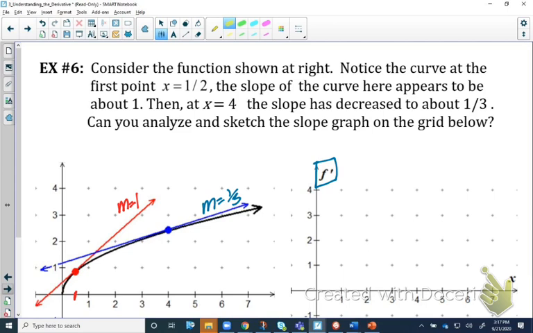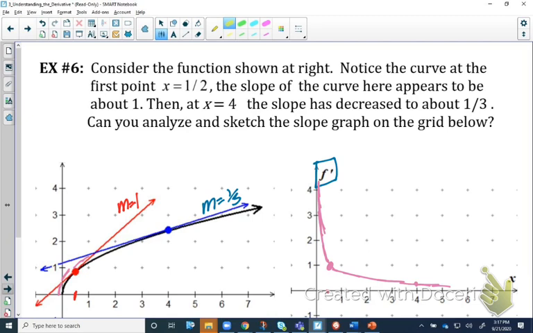So let me try and pick a color that you can see well enough here compared to the red. If you look here, as x is very close to 0, we have a very steep slope, and then it gets a little bit less and a little bit less. So at that same point, we're going to have something relatively steep for our derivative. Now we can take the points that they were giving us. When x is 1/2 on the primary function, we had a slope of 1. So here at 1/2 on my derivative function, I'm going to have an output of 1. And when x was 4, we were at about 1/3, so somewhere about here. Okay, and you can follow those points like so.